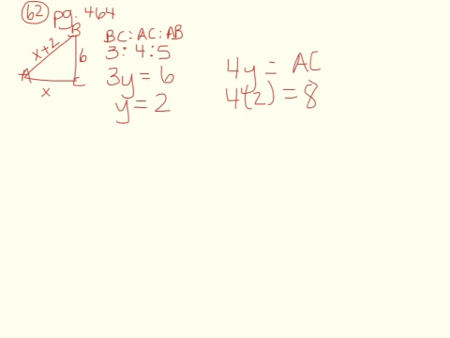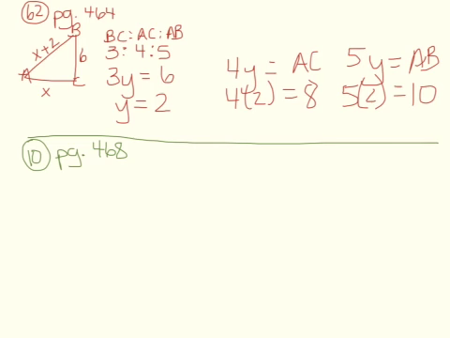And then AB, we can do it one of two ways. We know it's 5y, 5 times 2 is 10, or we know that it's 2 more than AC, so it's 8 plus 2, or 10. Doesn't matter which way you do this one. So 5y is equal to AB, and again we found that the number I'm multiplying by is 2, so that means that AB is 10.